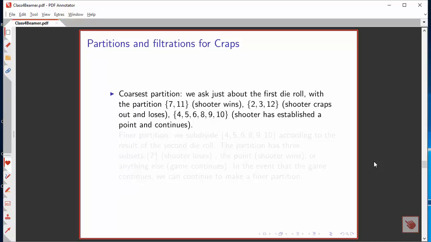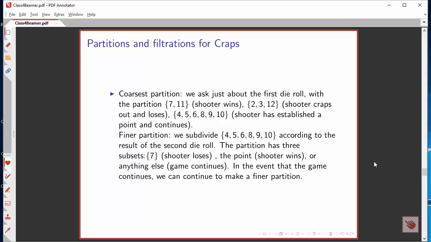Here's a lovely example, the game of craps. The way you start a game of craps is the shooter takes a pair of dice and rolls them. And there are basically three sorts of things that can happen. If the shooter rolls a total of 7 or 11, he or she wins the game immediately. Rolling 2 or 3 or 12 means you lose immediately. That's known as crapping out, which gives rise to the name of the game. And finally, with any other outcome, the shooter rolls a total of 4, 5, 6, 8, 9, or 10. The shooter has done what's called establishing a point, and the game continues.